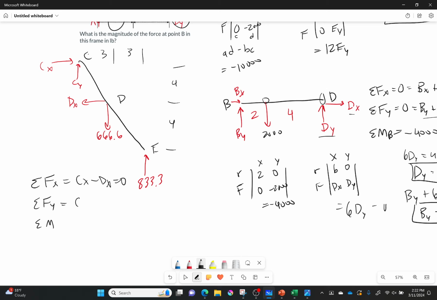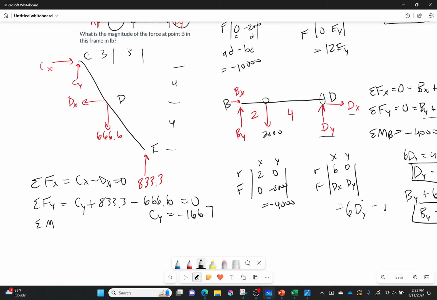I have CY going up plus 833.3. I have 666.6 going down. That's all equal to 0. And so what do I get? 666.6 minus 833.3. This gives me a negative number. It's also one of the few times this has happened while I've been doing problems with you.